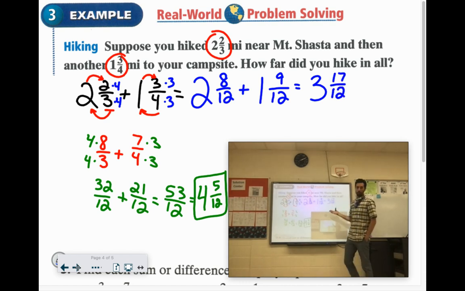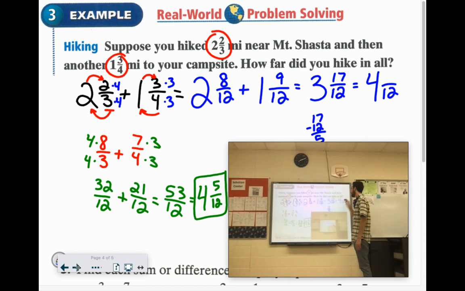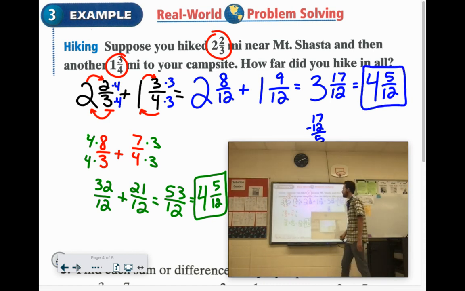Now that doesn't work for us because you can't have a mixed number and an improper fraction. So we're going to take another whole out of that, which would be 12/12. So we'll make it 4. And we took away 12 from that 17. So 17 minus 12 leaves you with 5 leftovers. So 4 and 5/12 miles, and we got 4 and 5/12 the other way. Do it however you'd like.